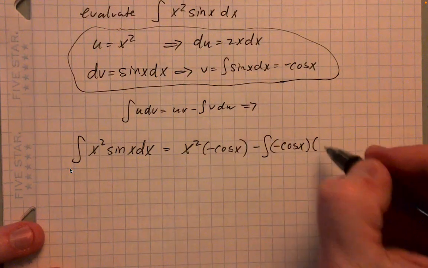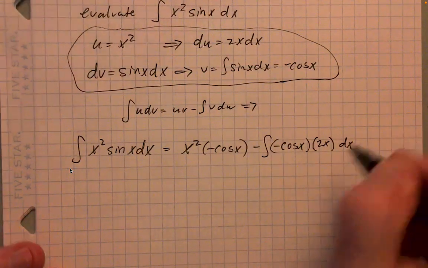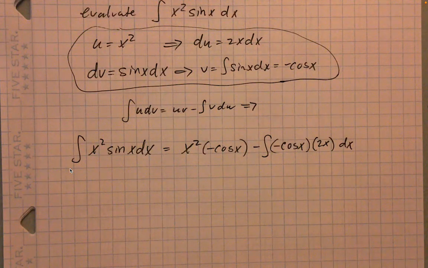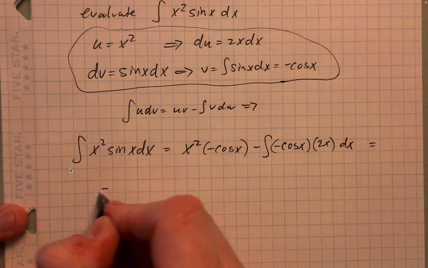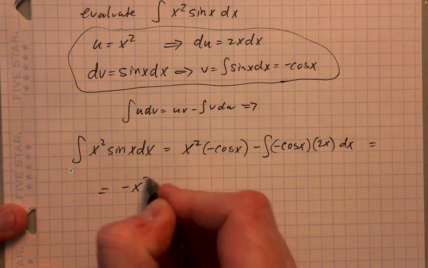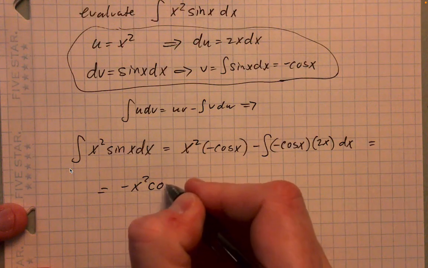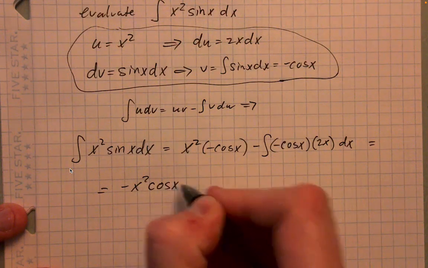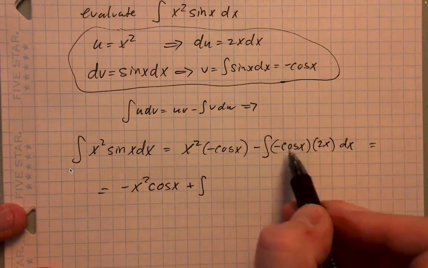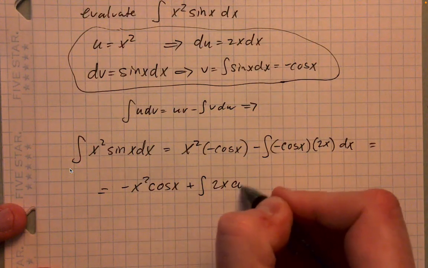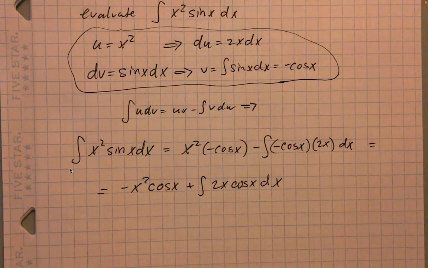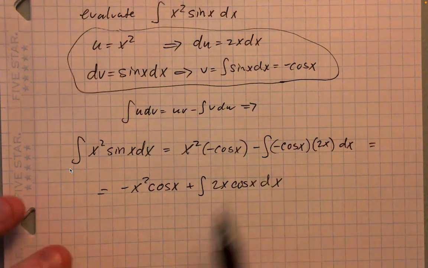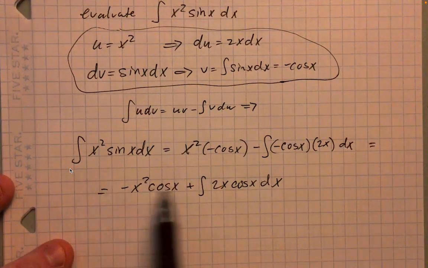times 2x dx. Okay, let's go through here and flush all of these signs together, right? So let's clean it up, is what I mean to say. Negative x squared cos x plus the integral of 2x cos x dx. Okay, and so we got to this point.